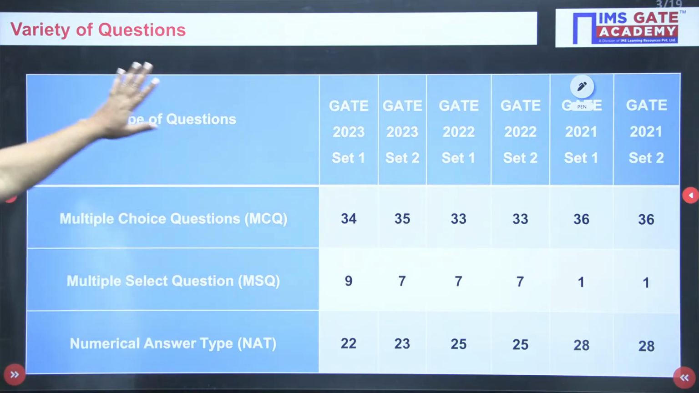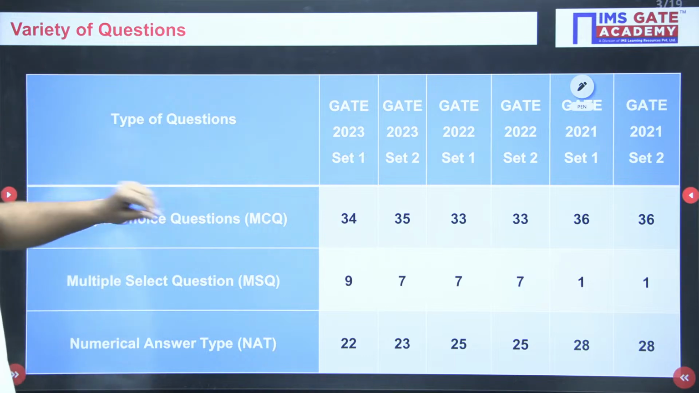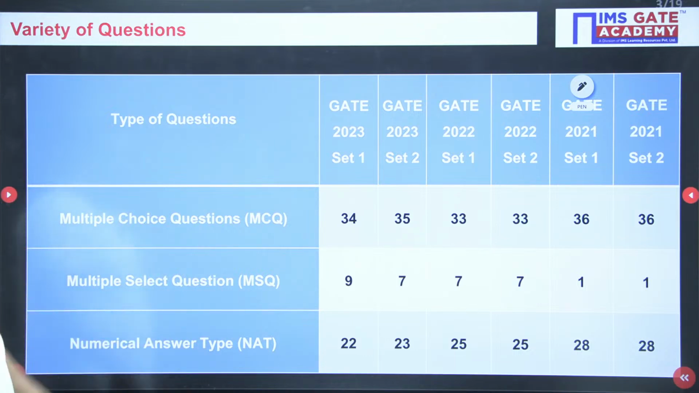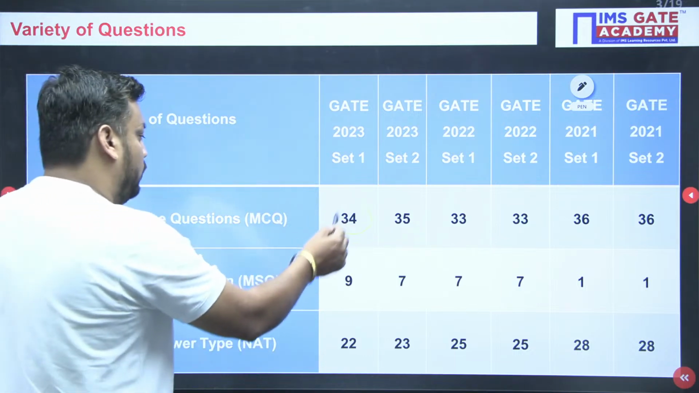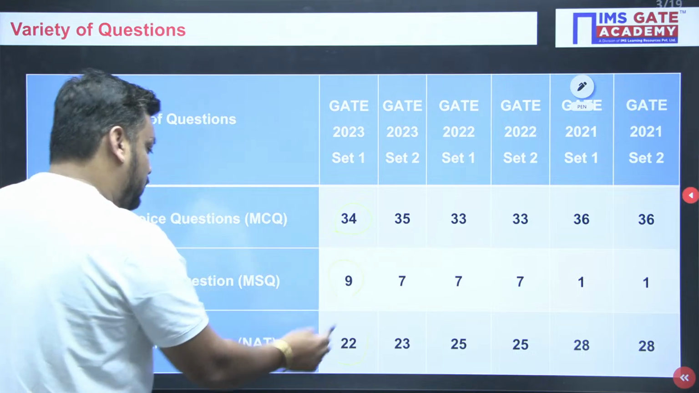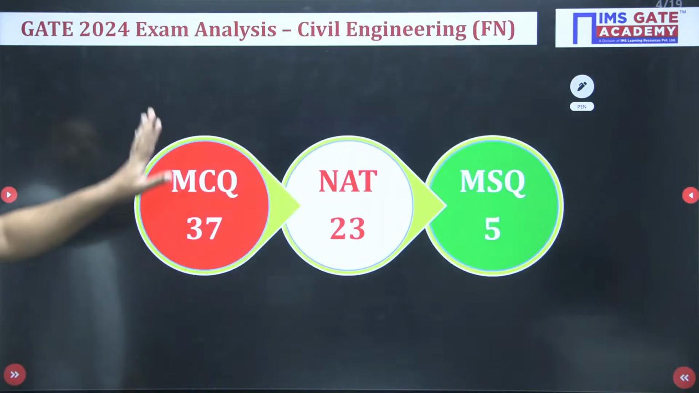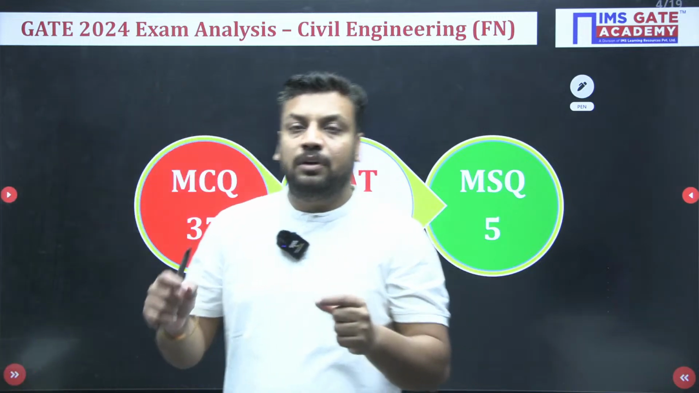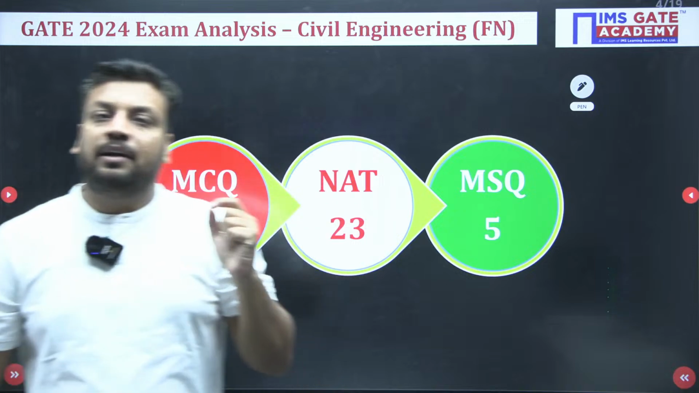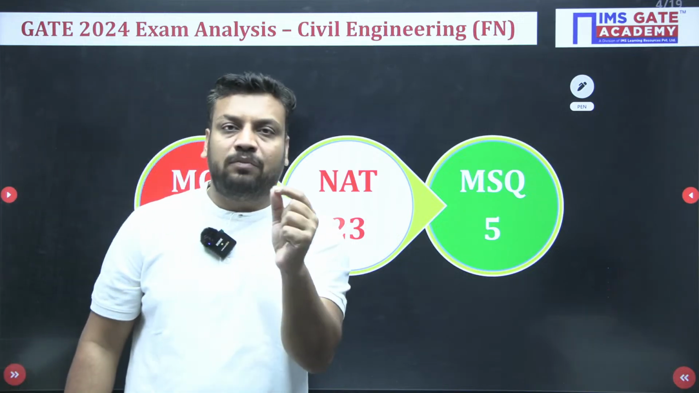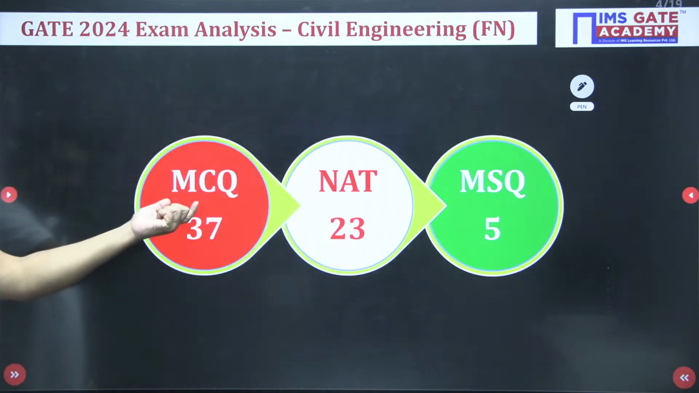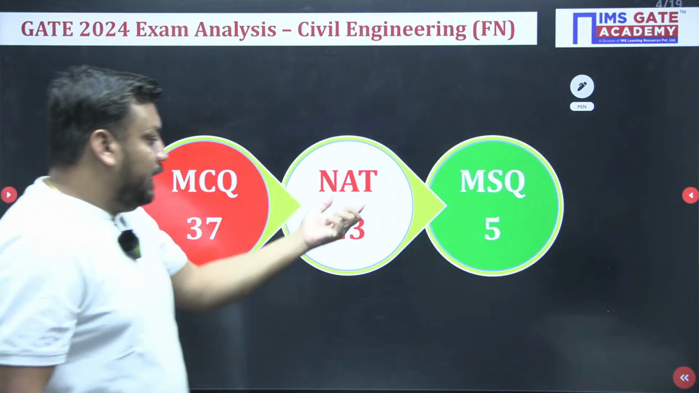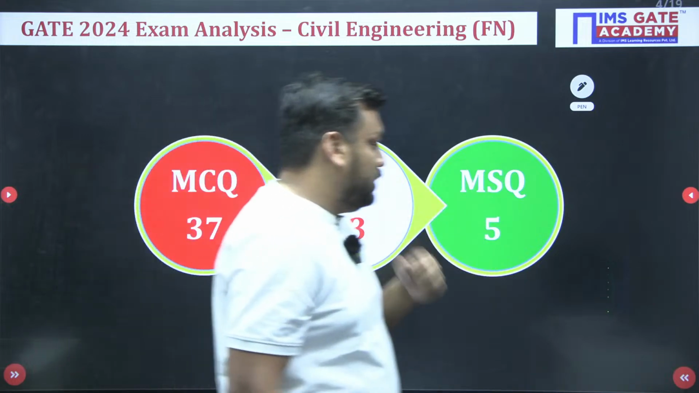And students, these are the patterns of questions asked in the last 3 years, 21, 22, 23. In the 23 exam, 34 MCQ, 9 MSQ and 22 NAT were asked. This year, GATE 24 today, right now it is 1 PM and the exam was conducted 9:30 to 12:30. We are live 30 minutes after the exam. The total number of MCQs is 37 out of 65, NAT 23 and MSQ 5.